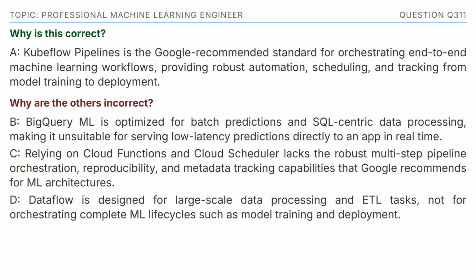B. BigQuery ML is optimized for batch predictions and SQL-centric data processing, making it unsuitable for serving low-latency predictions directly to an app in real time. C. Relying on Cloud Functions and Cloud Scheduler lacks the robust multi-step pipeline orchestration, reproducibility, and metadata tracking capabilities that Google recommends for ML architectures. D. Dataflow is designed for large-scale data processing and ETL tasks, not for orchestrating complete ML lifecycles such as model training and deployment.